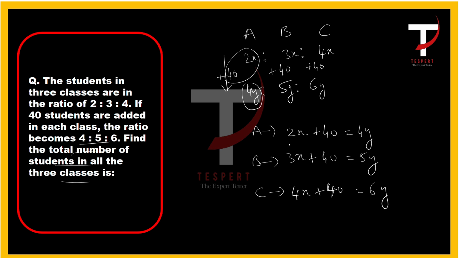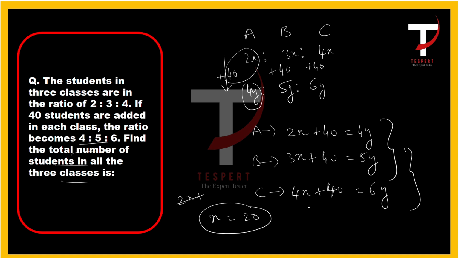So just simplify this. Simplify any two equations, right, either A or B, or B or C, or A or C, any two equations, and you will get x as 20, right? So if x is 20, then the total number of students is, just substitute x in 2x, 3x and 4x.